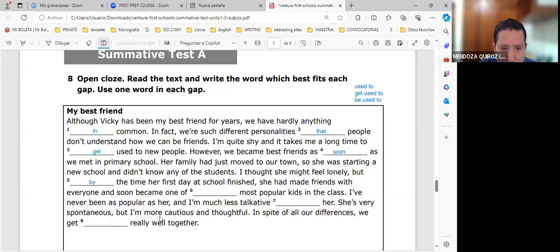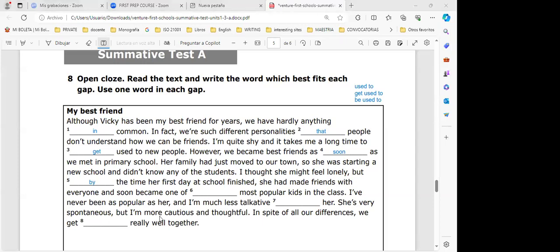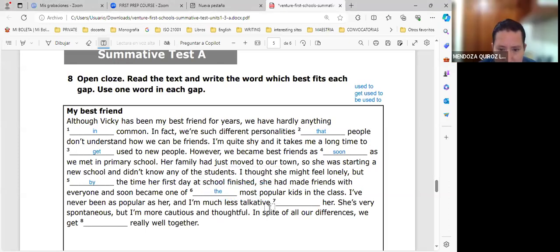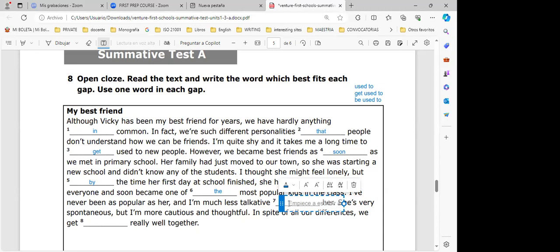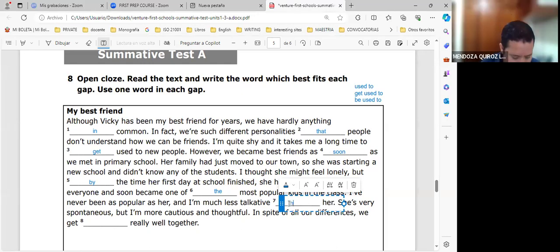Mario. One of the most popular kids, superlative, no? Naomi, number 7, I'm much less talkative than. Comparative. Remember that the comparative can be more, but it can also be less. I'm more talkative than, or I'm less talkative than.